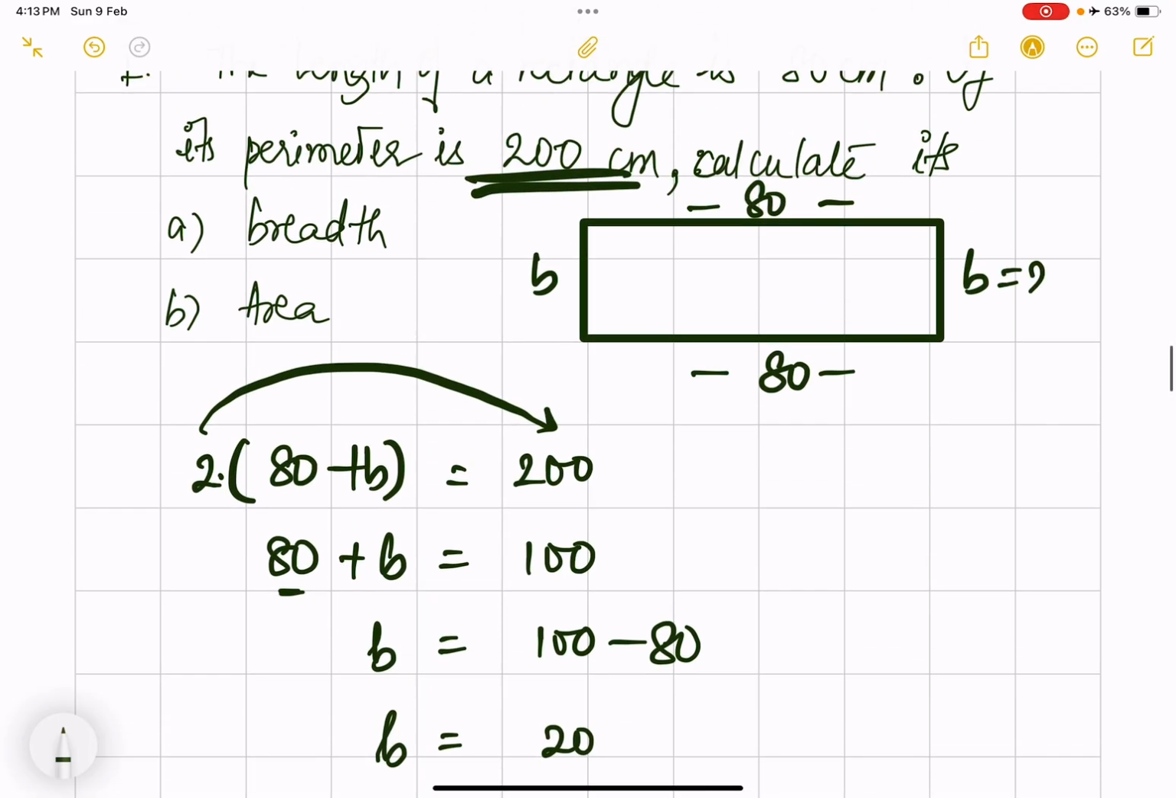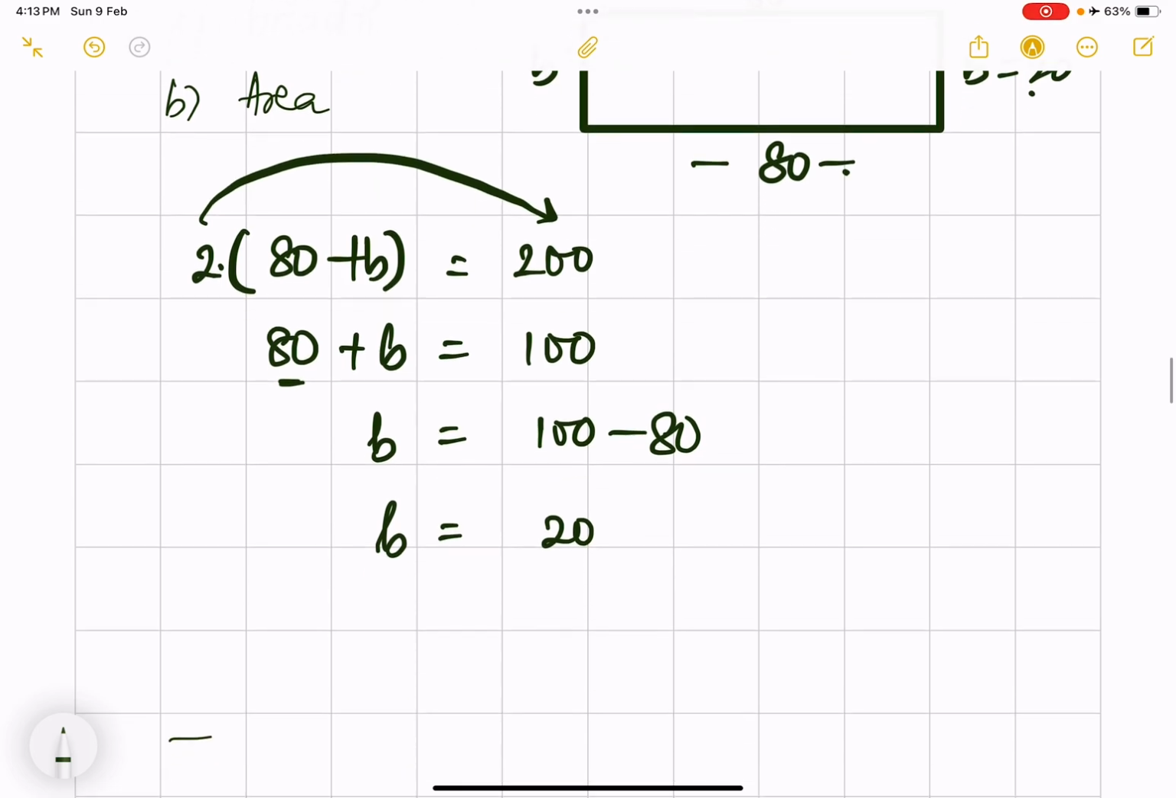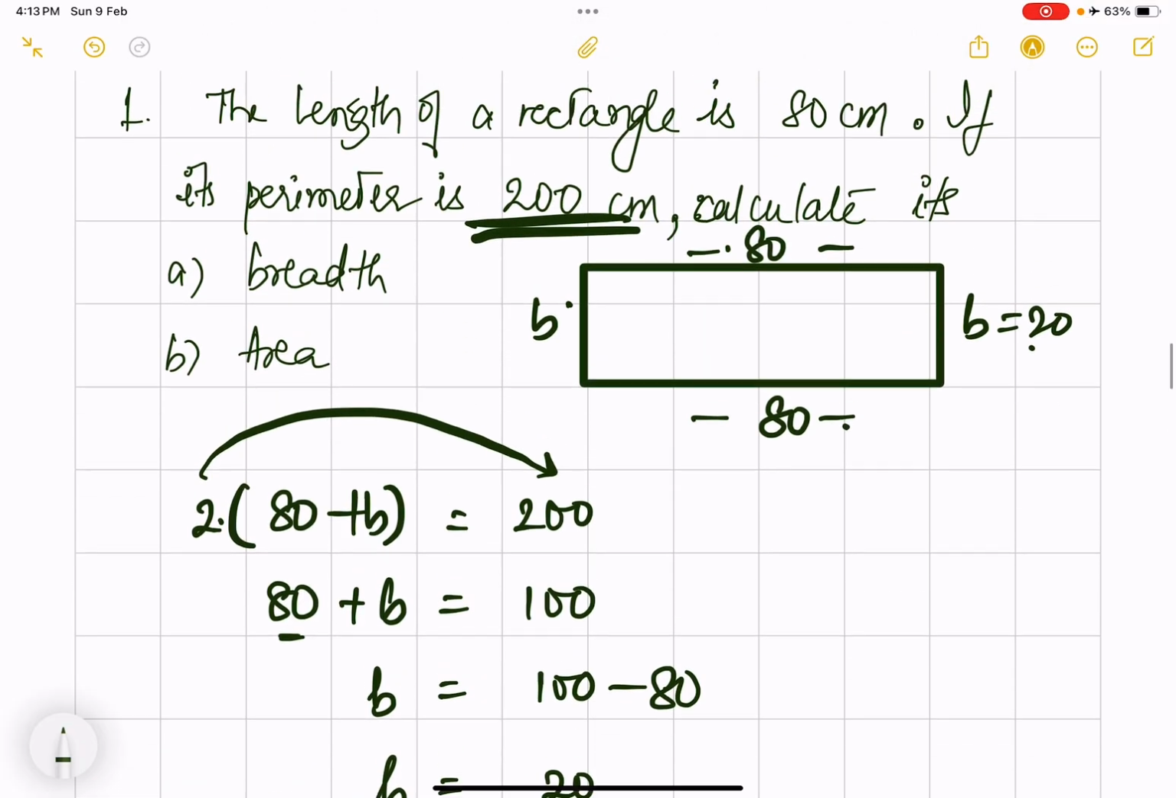See for yourself, is 20. 80 plus 20 is 100, another 80 plus 20 is 100, total perimeter 200. So the first part is solved, A part, that breadth is 20 centimeters. Do not forget the units.